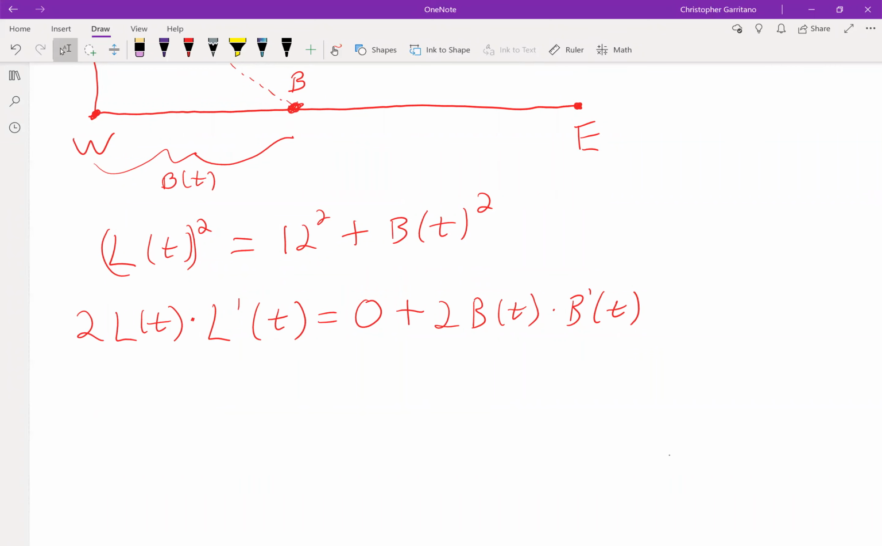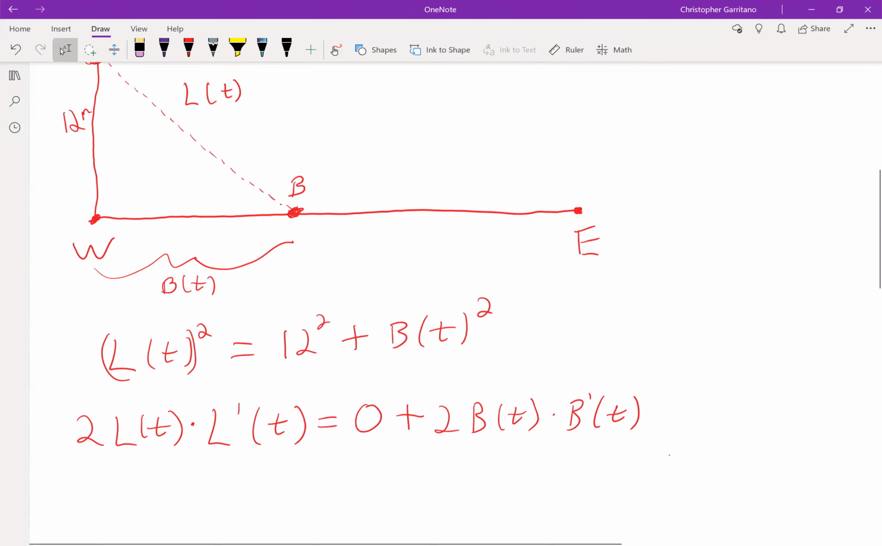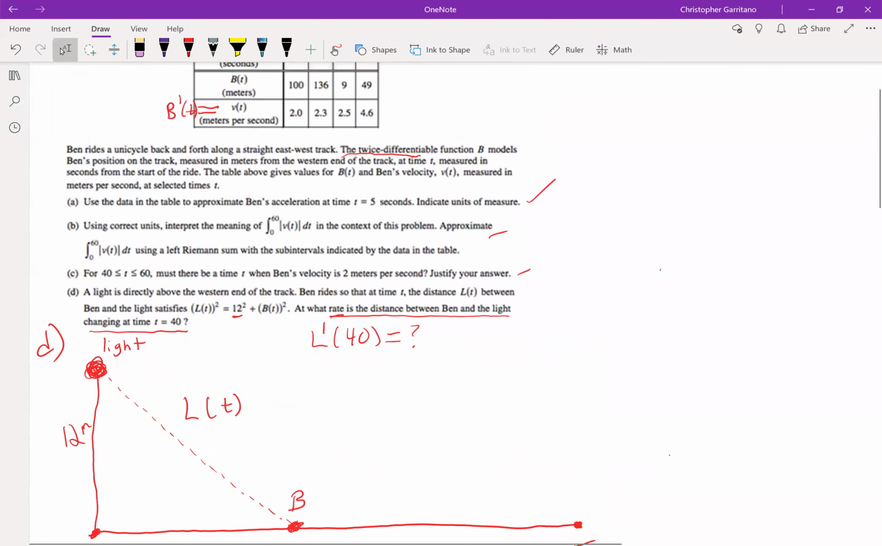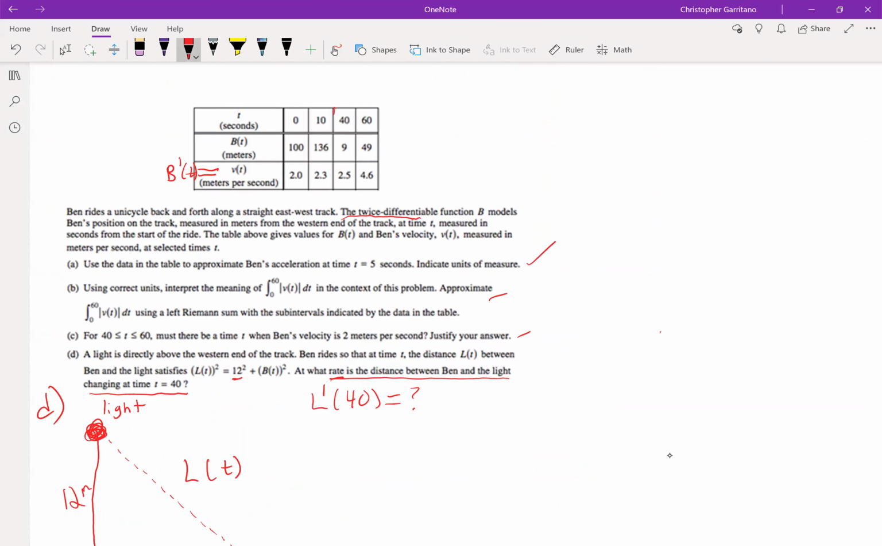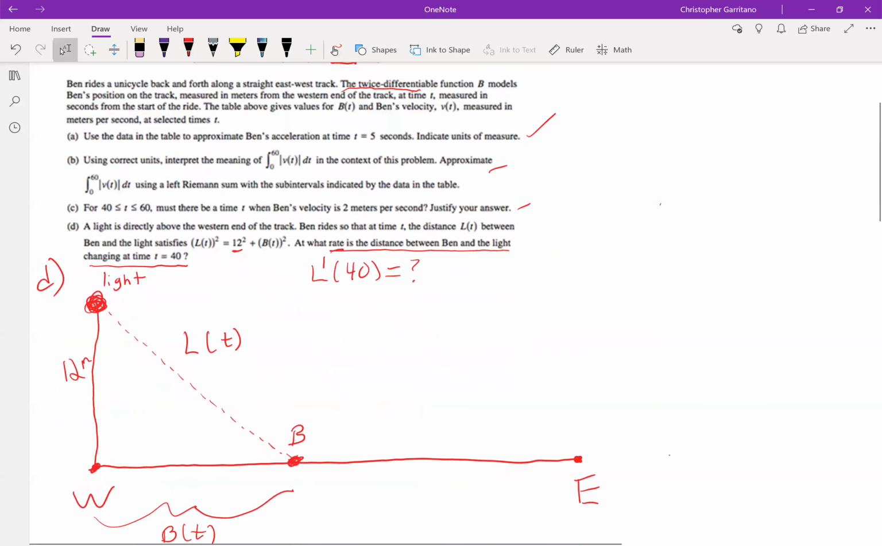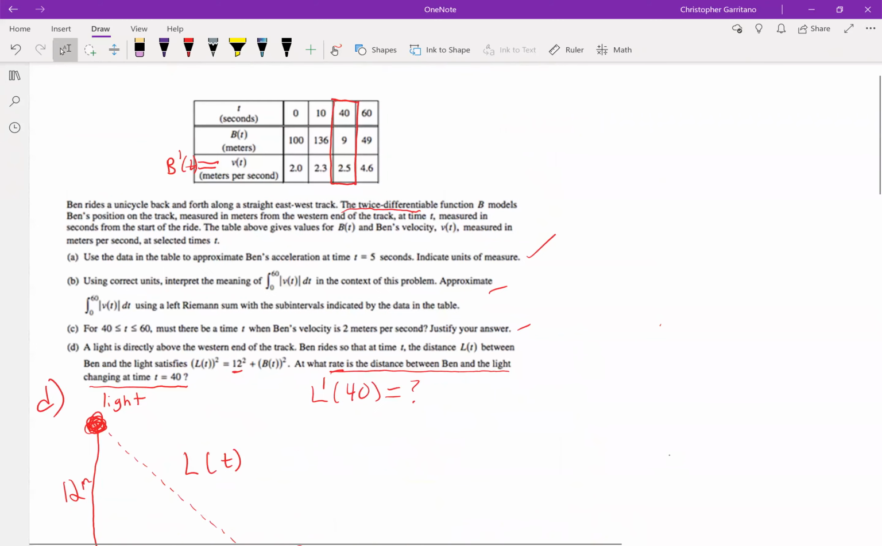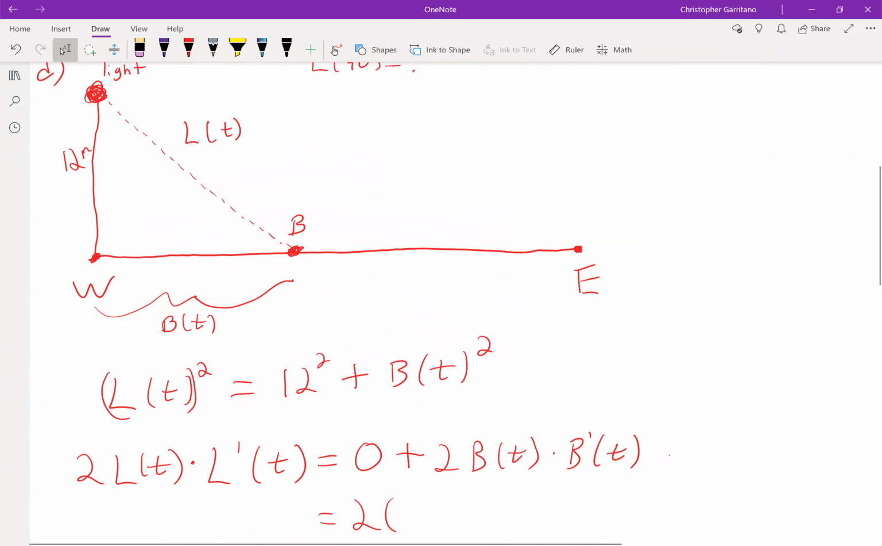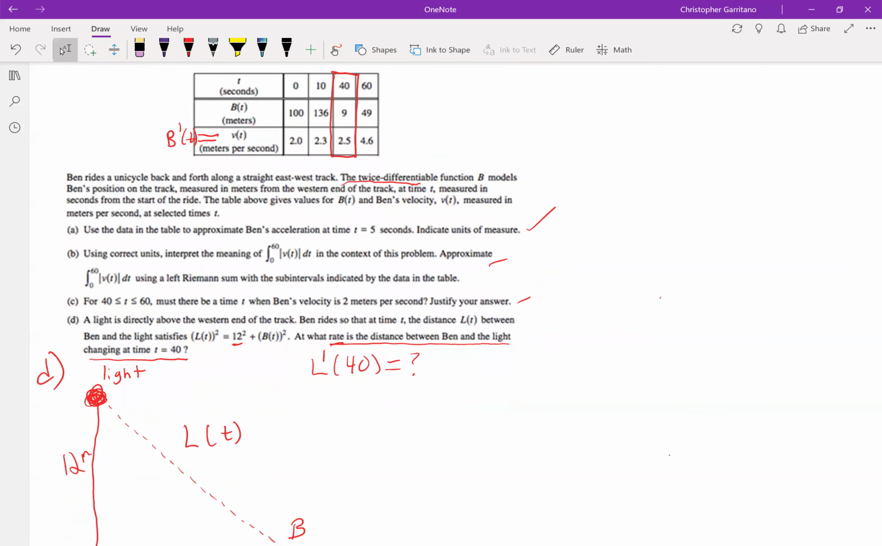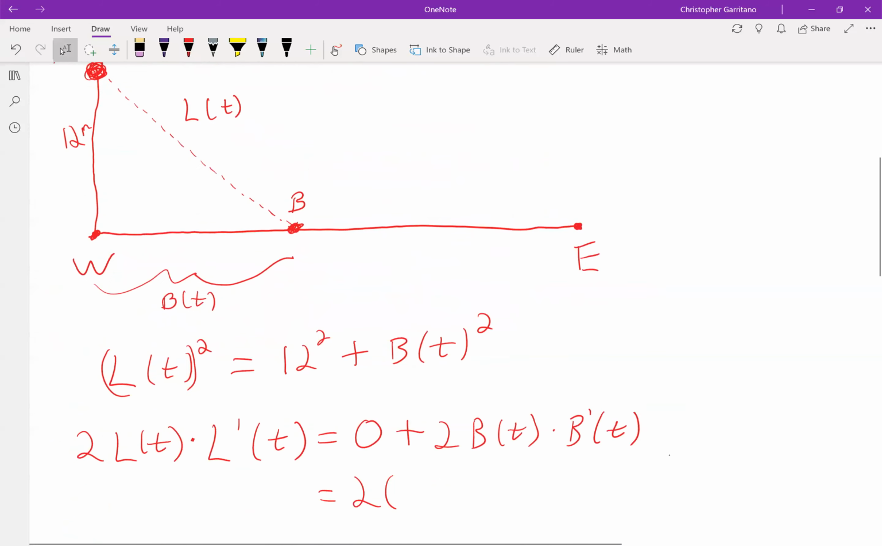Now it's a matter of filling in what we know and solving for what we don't know. So let's take a look up here. What do we know? Well, we happen to have some information when t equals 40 in this table. We're told what B of t is, and we are also told what B prime of t is. So let's fill in that information. B of 40 is 9, and B prime of 40 is 2.5.